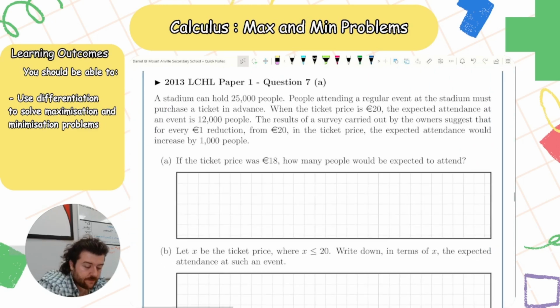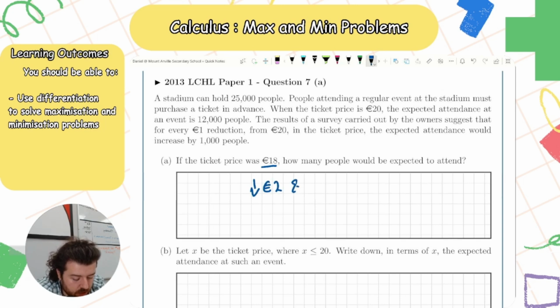Right, let's look at another one here. This is from 2013. A stadium can hold 25,000 people. People attending a regular event at the stadium must purchase a ticket in advance. When the ticket price is €20, the expected attendance at the event is 12,000 people. The result of a survey carried out by the owner suggests that for every €1 reduction from €20 in the price, the expected attendance would increase by 1,000. So if the ticket price was 18, what would you expect the attendance to be? So the price is 18, so that was a €2 deduction.